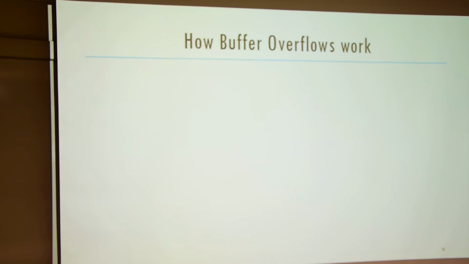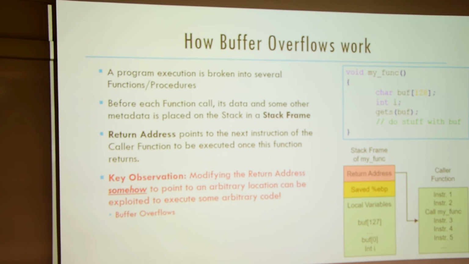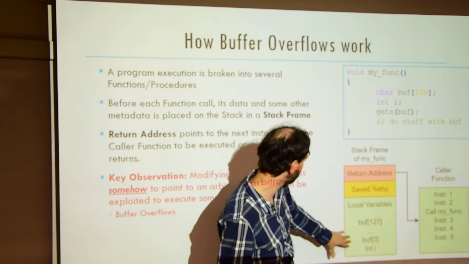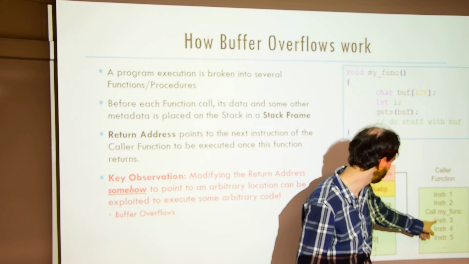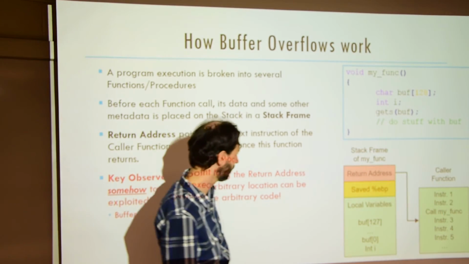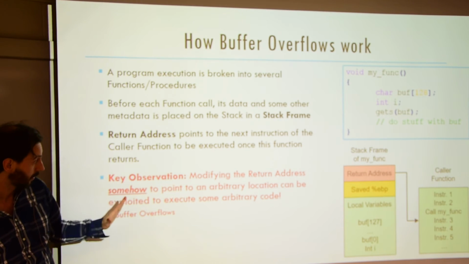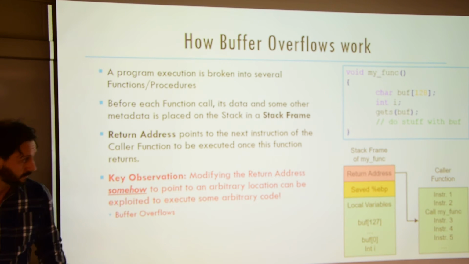All right, so how does a buffer overflow work? Now, I've explained it a little bit, and here it is. Actually, let me go through this, otherwise I'll have to walk back and forth. So we have something of this form. We have this stack frame of my function, a return address, which goes to the next instruction after you've called my function. So what's the problem? Modifying the return address somehow to point to an arbitrary location can be exploited to execute some arbitrary code, and that's a buffer overflow.